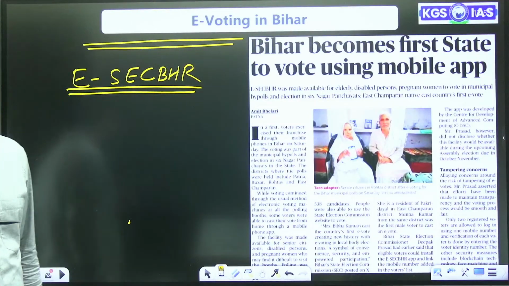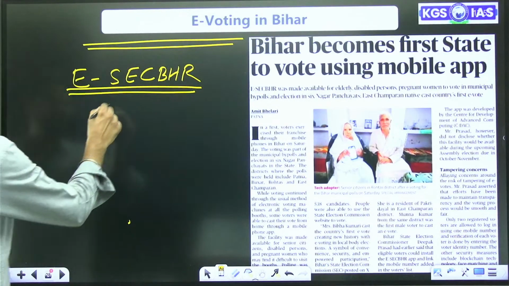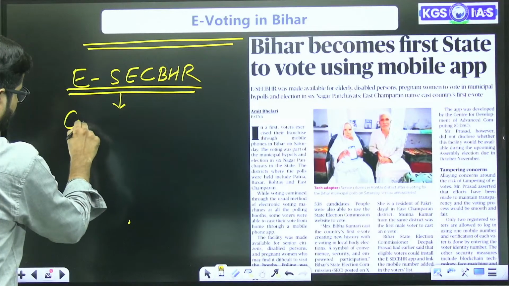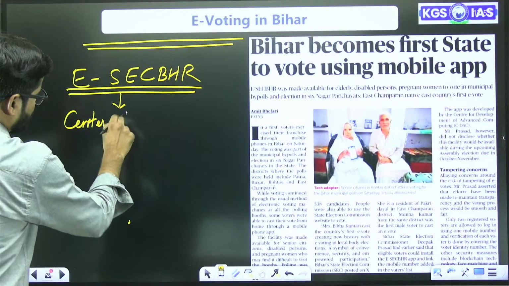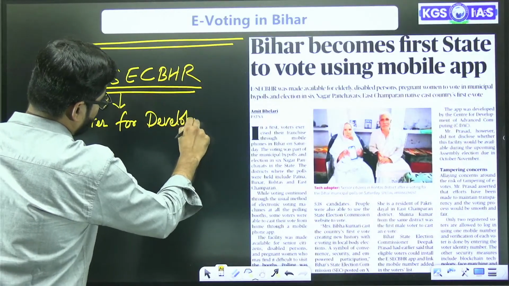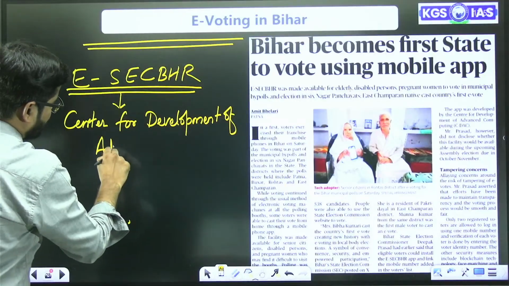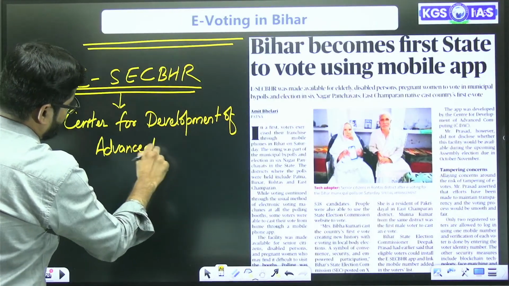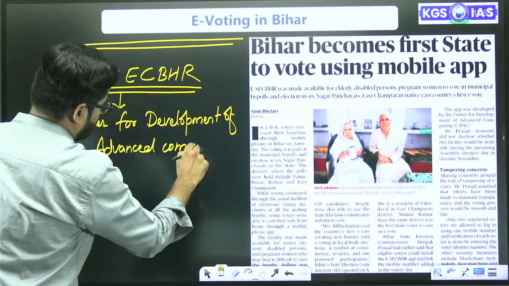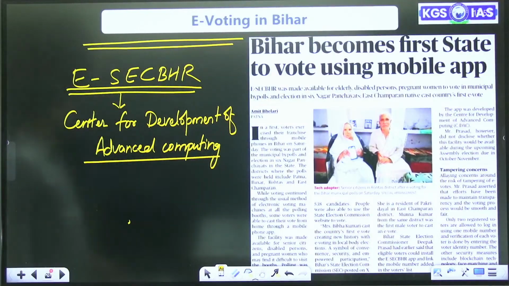It has been developed by the Center for Development of Advanced Computing. So they have developed this one app and it has been used in municipal bypolls in certain areas.